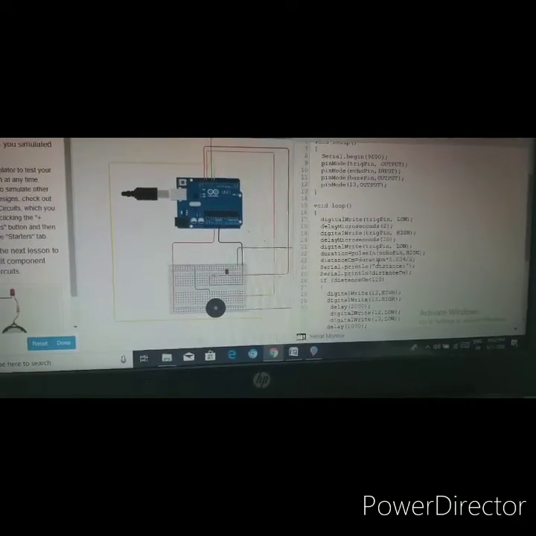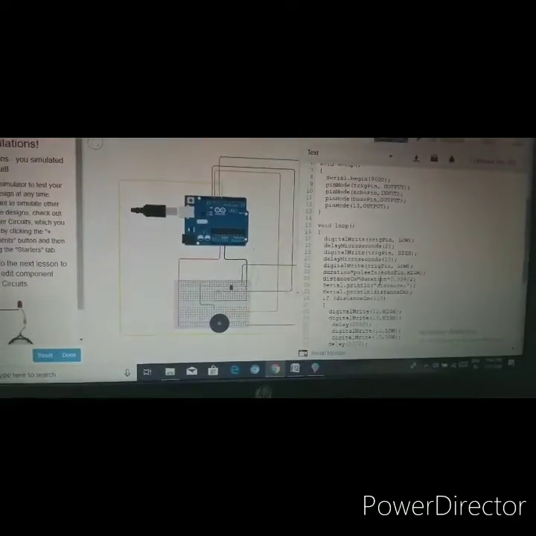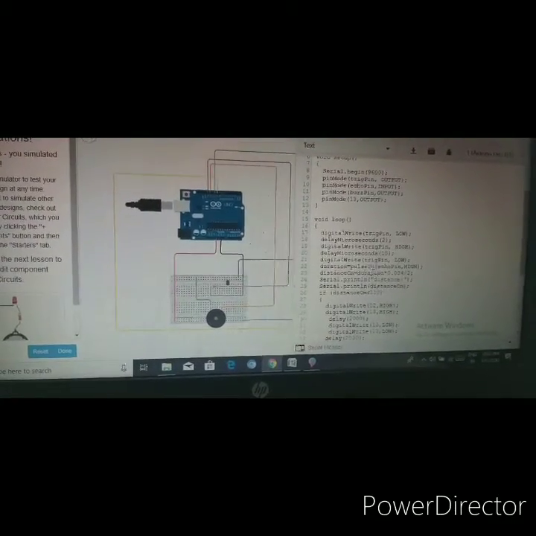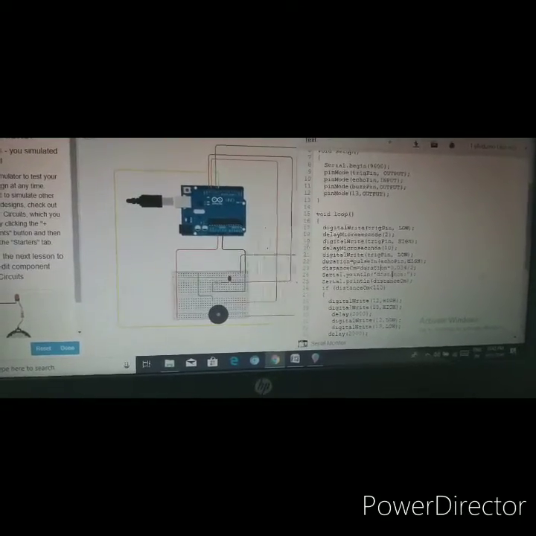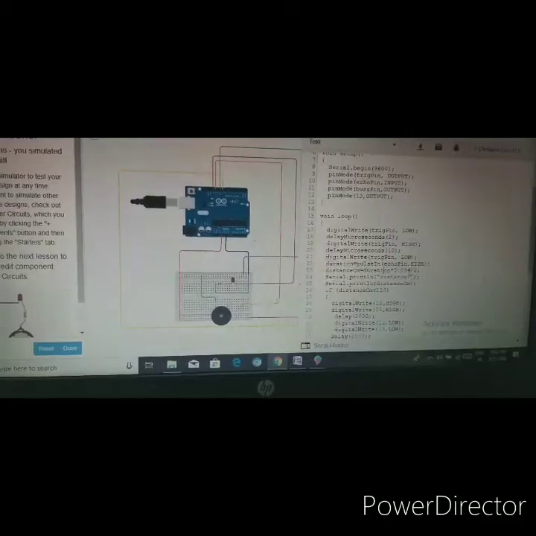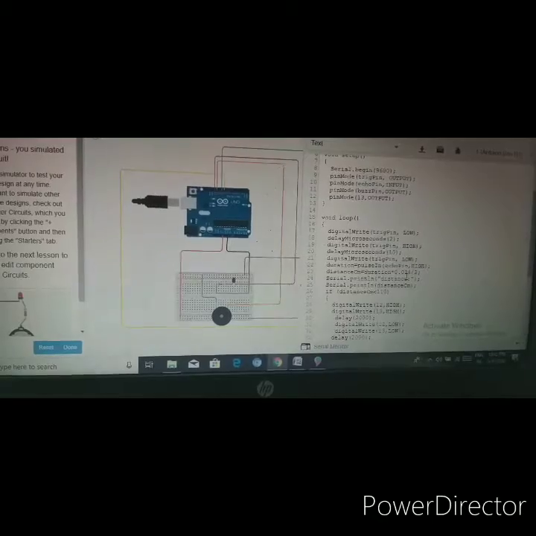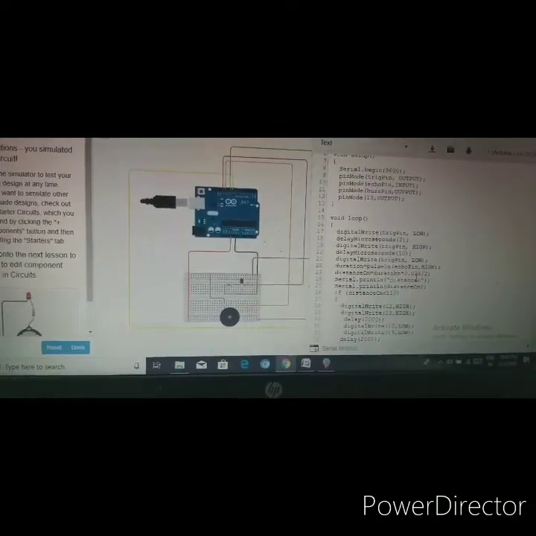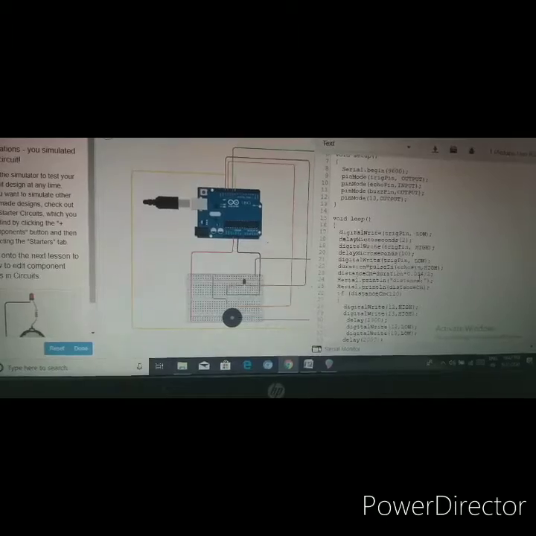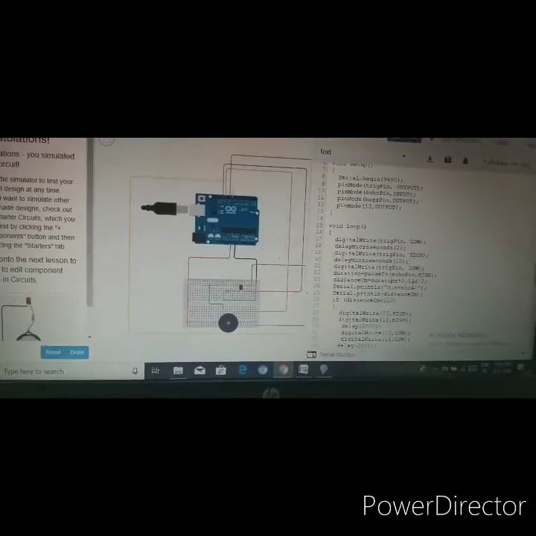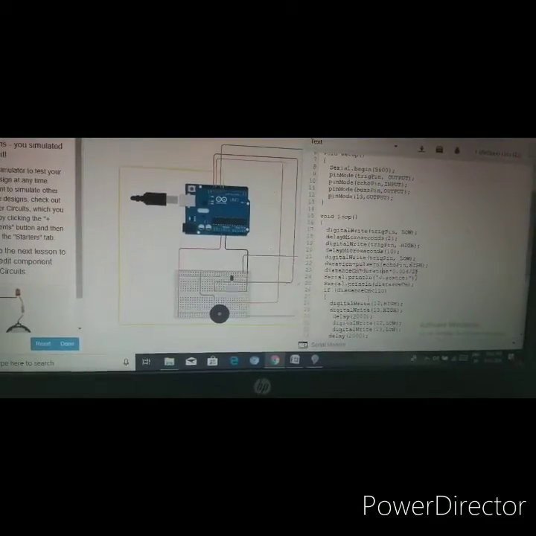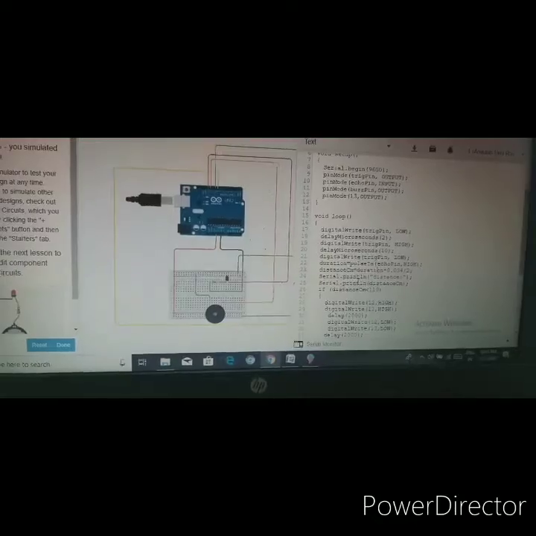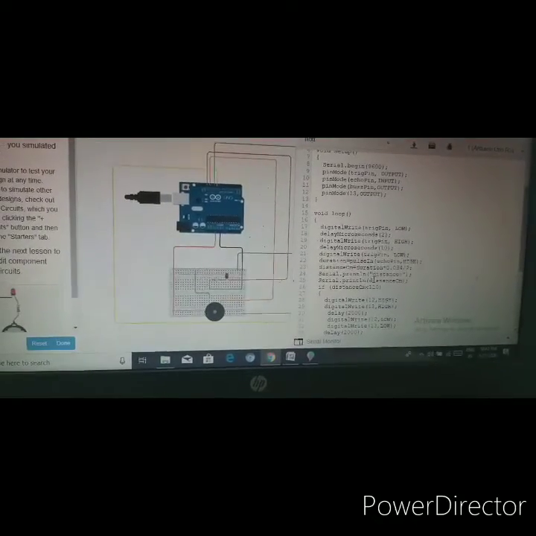For calculating, distance is equal to speed into time, so we use distance is equal to duration into speed. Here the speed we have used is the speed of sound, which is 340 meters per second, and divided by 2. Dividing by 2 means that the wave is going to an obstacle and coming back, so it has covered double distance. We want only the distance from the sensor to the obstacle, so we divide by 2. Then we use the function Serial.println to print the distance.